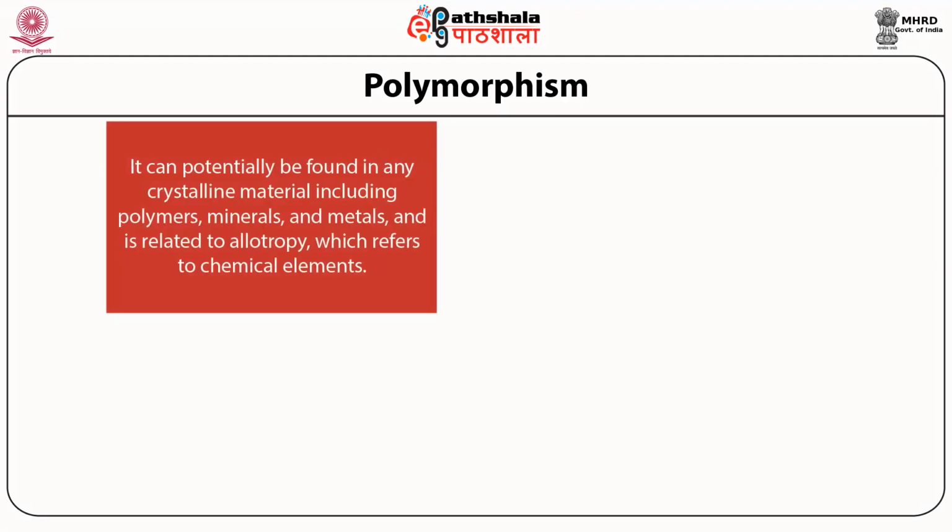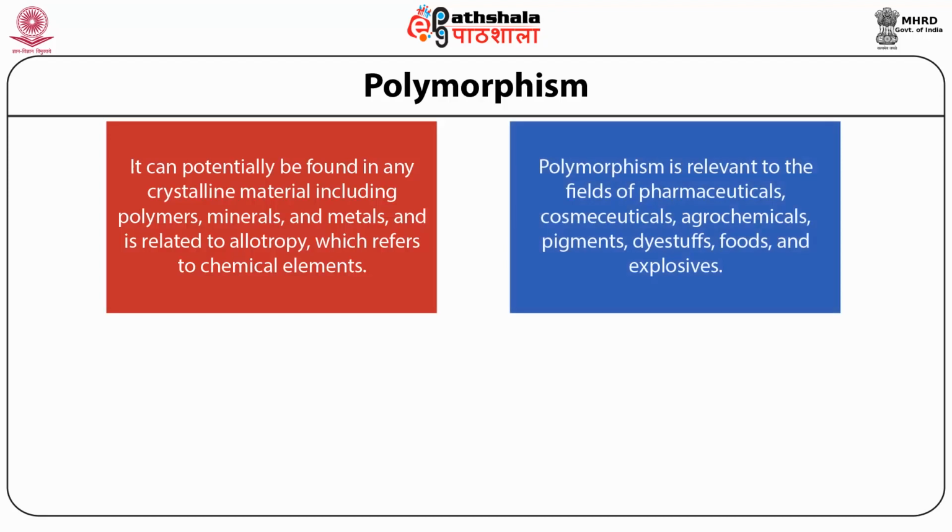Polymorphism can potentially be found in any crystalline material including polymers, minerals, and metals, and it is related to allotropy, which refers to chemical elements. The complete morphology of a material is described by polymorphism and other variables such as crystal habit, amorphous fraction, or crystallographic defects. Polymorphism is relevant to the fields of pharmaceuticals, cosmeceuticals, agrochemicals, pigments, dyestuffs, foods, and explosives.